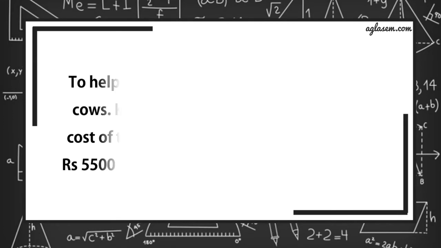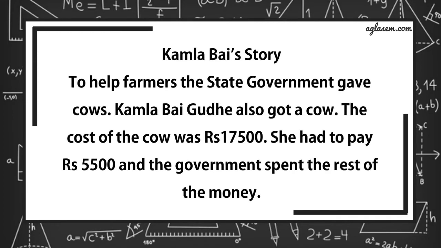Further, let's talk about Kamla Bai's story. To help farmers, the state government gave cows. Kamla Bai also got a cow. The cost of the cow was rupees 17,500. She had to pay rupees 5,500 and the government spent the rest of the money.